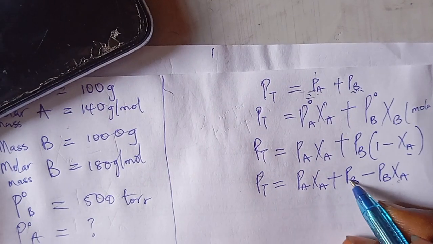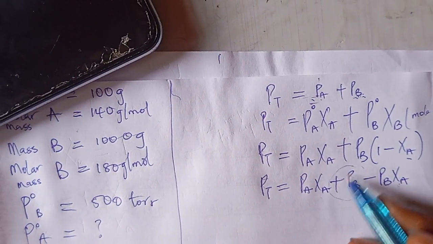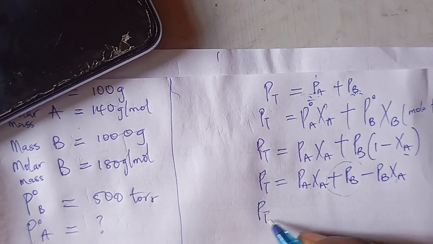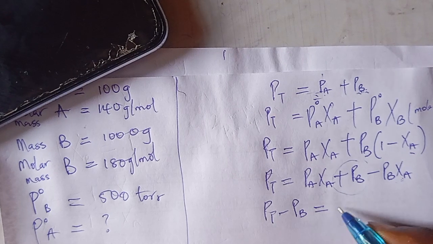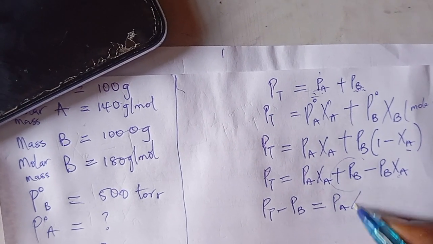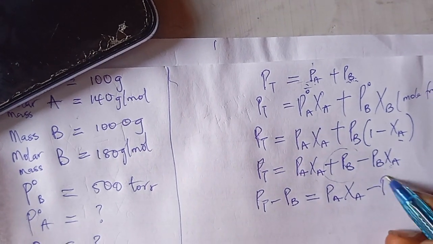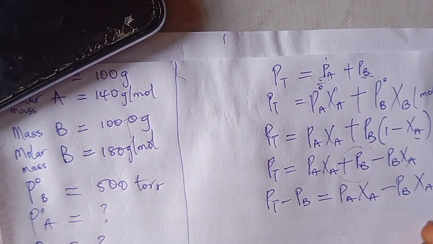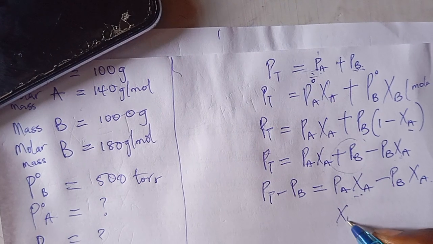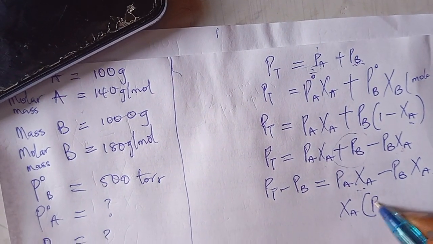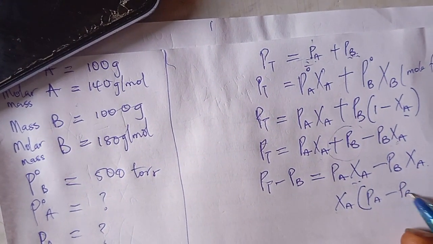I'll say let this cross the equality sign with a plus. So it will now become PT minus PB equals PA XA minus PB XA. XA is common to these two, so let me factor out XA. XA will be equal to PA minus PB.